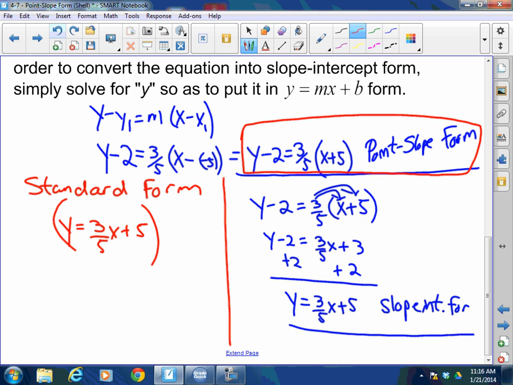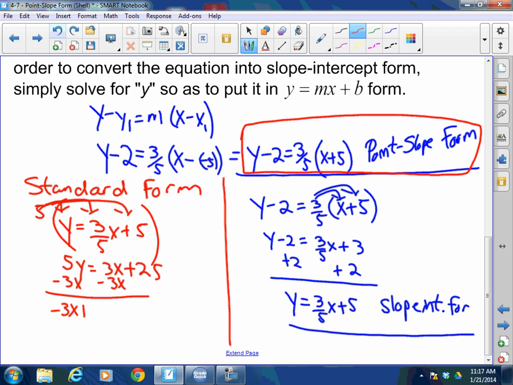So I taught you guys to get rid of the denominator. So I've got 5y equals 3x plus 25. Subtract my 3x from both sides. So I got negative 3x plus 5y equals 25. And that would be standard form. And now you have all three types.